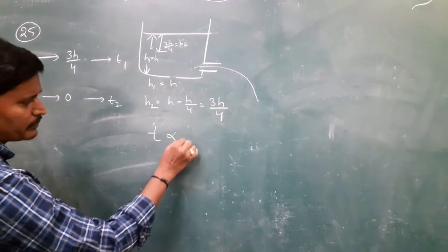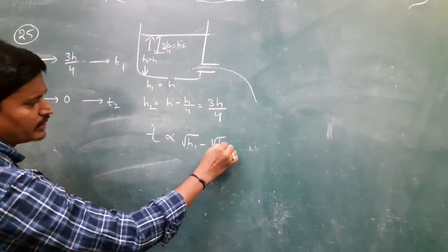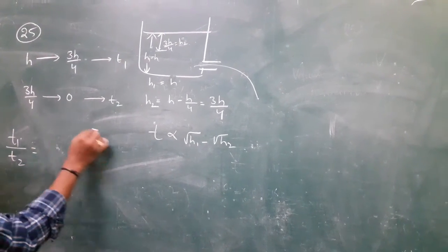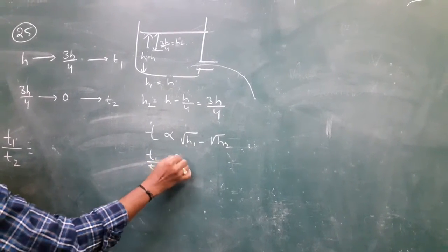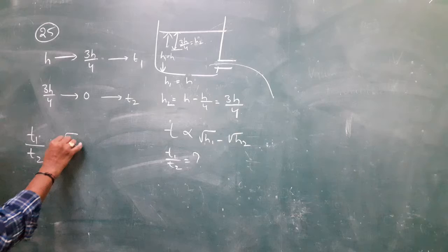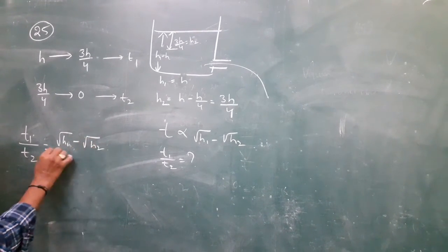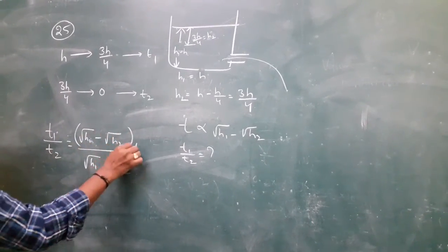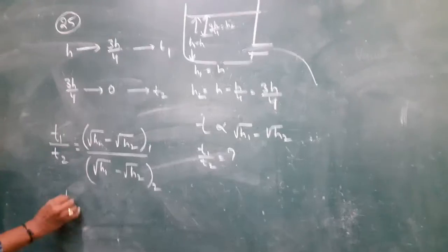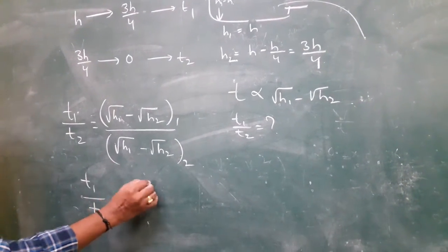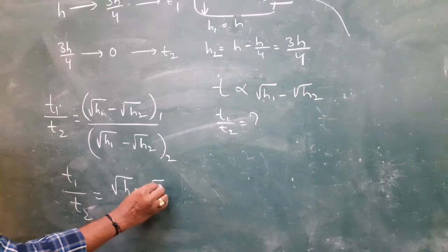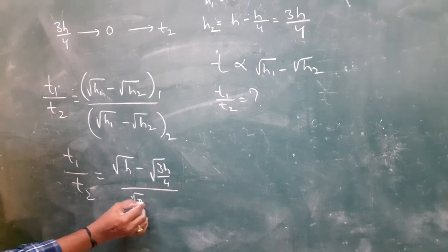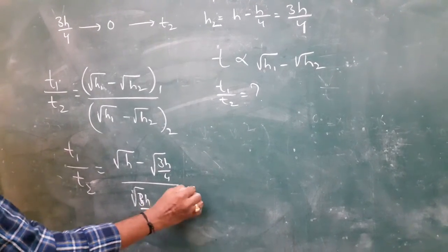Therefore, T is directly proportional to root H1 minus root H2. So this is the physical formula. T1 by T2, the asked question is the time ratio. T1 by T2 is equal to root of H1 minus root of H2 divided by root of H1 minus root of H2. This is the first time, this is the second time. That is T1 divided by T2 is equal to root over H minus root over 3H by 4, divided by root over 3H by 4 minus empty, which means 0.